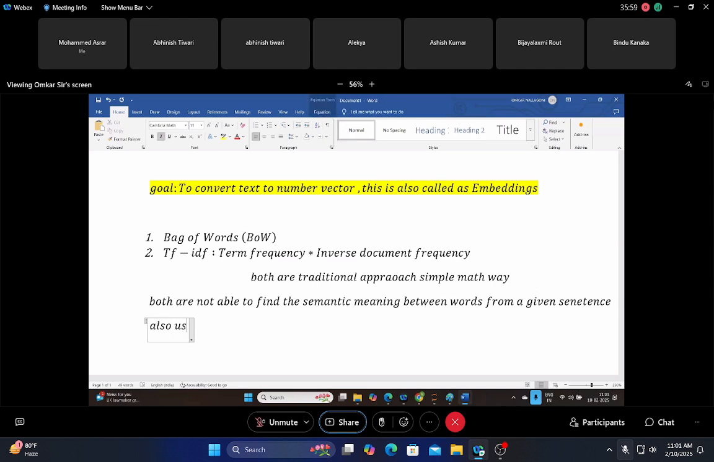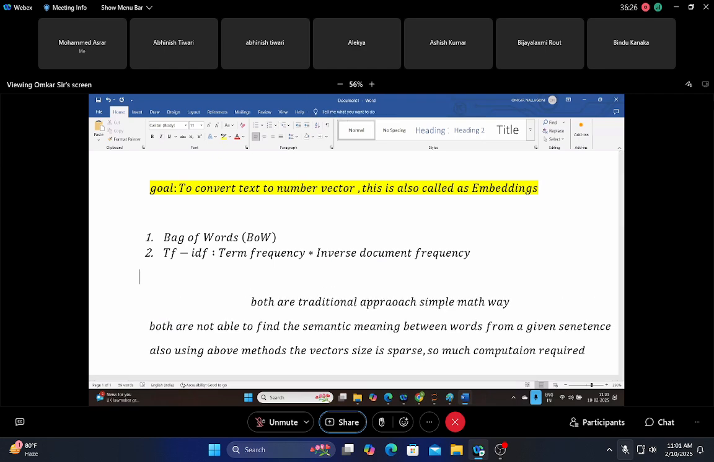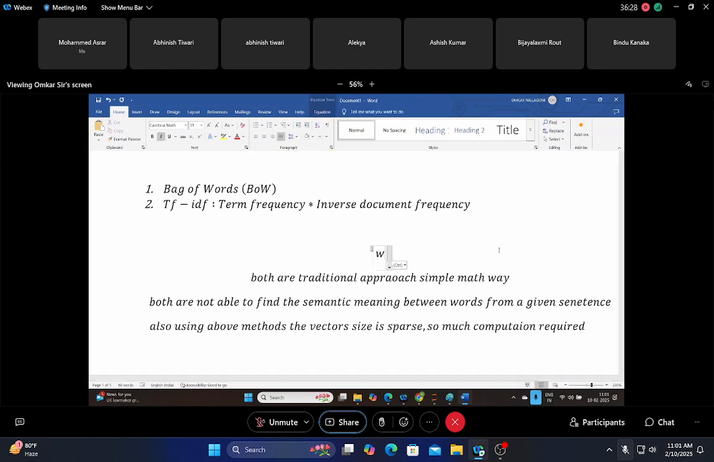Also, using the above methods, the vector size is sparse, so so much computation is required. Drawbacks.